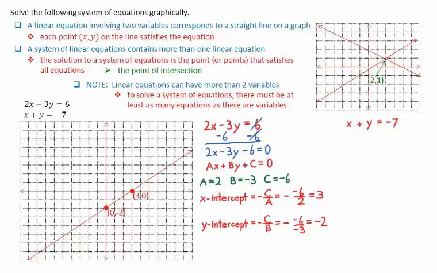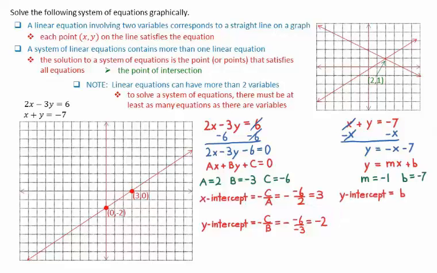For the second equation, this time as a review of different methods to graph a linear equation, I'll convert to slope-intercept form. Subtracting x from both sides gives y = −x − 7. Recall slope-intercept form, y = mx + b. Here, m = −1, and b = −7.